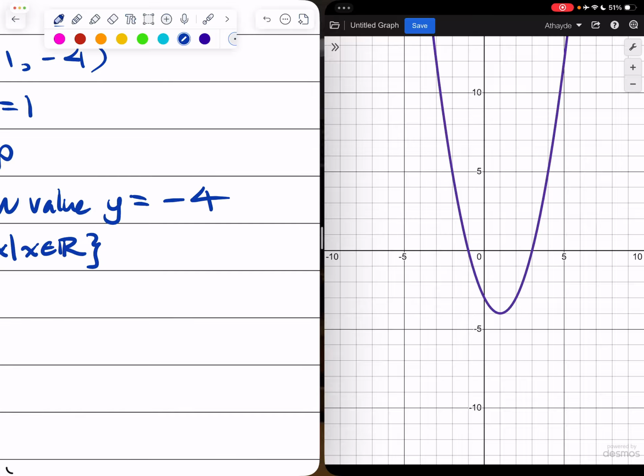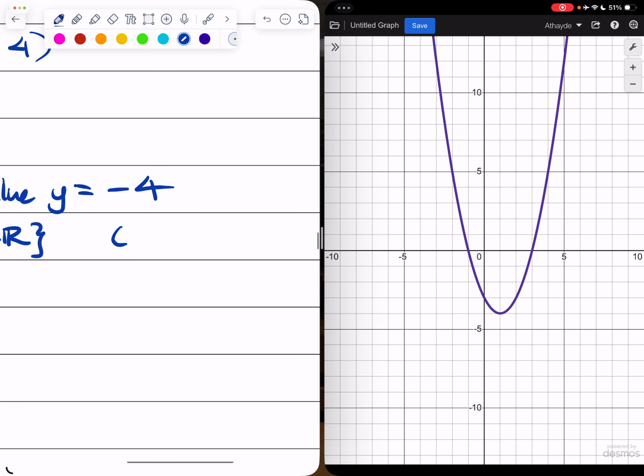Or in interval notation, left to right, leftmost value, we don't reach 1. We go to -infinity. Rightmost value, we don't reach 1. It goes to +infinity.